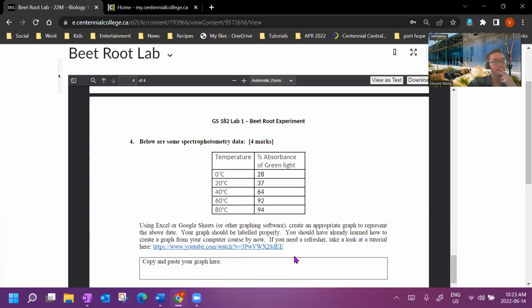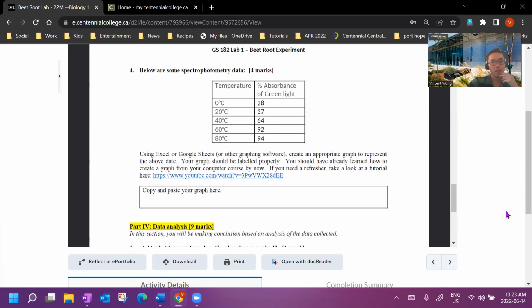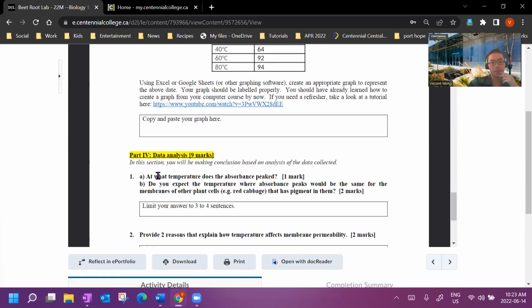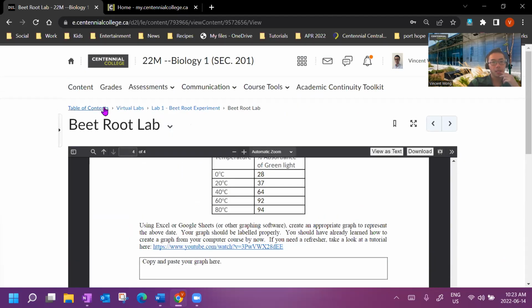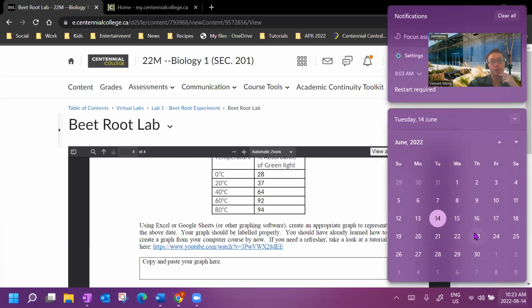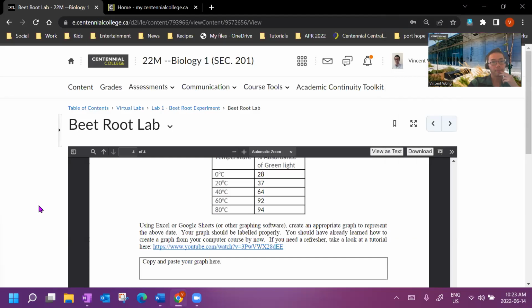Next Thursday means June 23rd. Next test? No, I'm talking about the beetroot lab, not a lab test. Yes, it is due next Thursday, which is the 23rd. That's right. It's open now, so we can do it now if we want. Yeah, you can do it now. You can submit it, but it's not going to be graded, right?